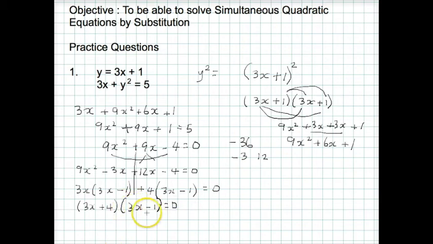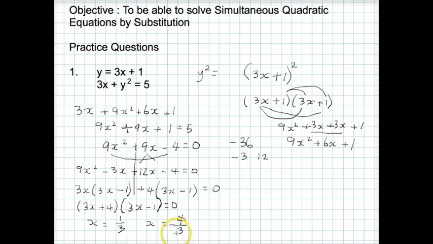So obviously 3x minus 1 equals 0. If we take the minus 1 over, 3x is going to equal 1. So x will equal a third. But in this case, 3x plus 4 equals 0. If we take the 4 over, 3x equals minus 4. Divide minus 4 by 3. x is going to equal minus 4 over 3.